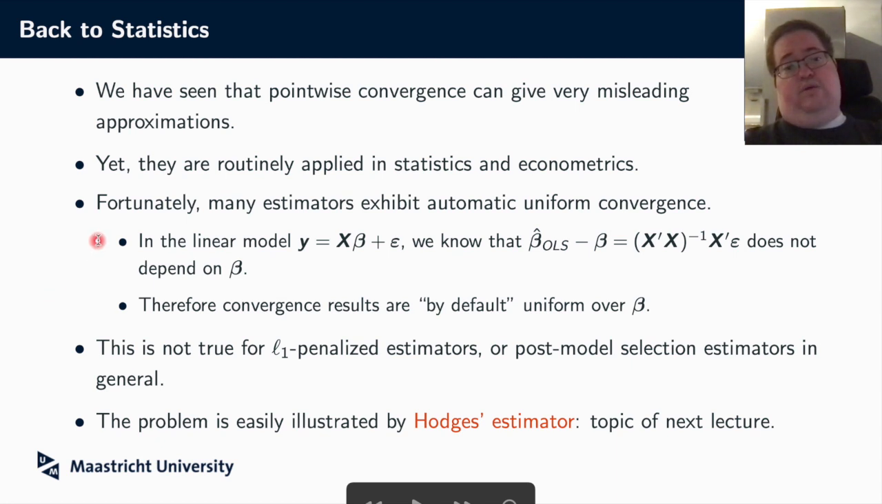Now, before we go into the lasso, we're going to analyze the problem in a simple estimator, because that very simple estimator can perfectly illustrate all the problems that you can have if you ignore uniform convergence. And that is what I will do in the next lecture.